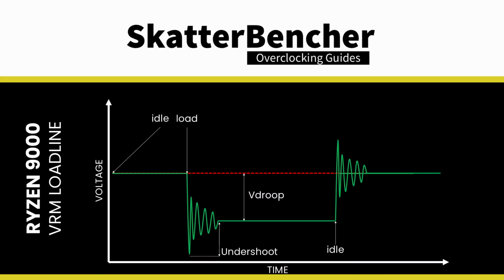Undershoot and its counterpart overshoot is a brief voltage spike that occurs when the CPU switches from idle to load or from load to idle. While undershoot and overshoot are temporary spikes, an undershoot that's too low can cause instability.